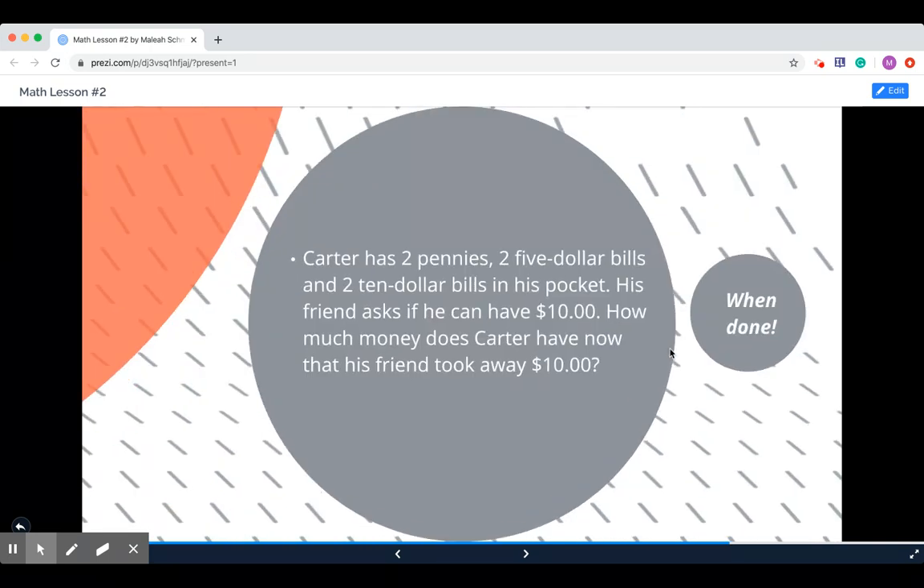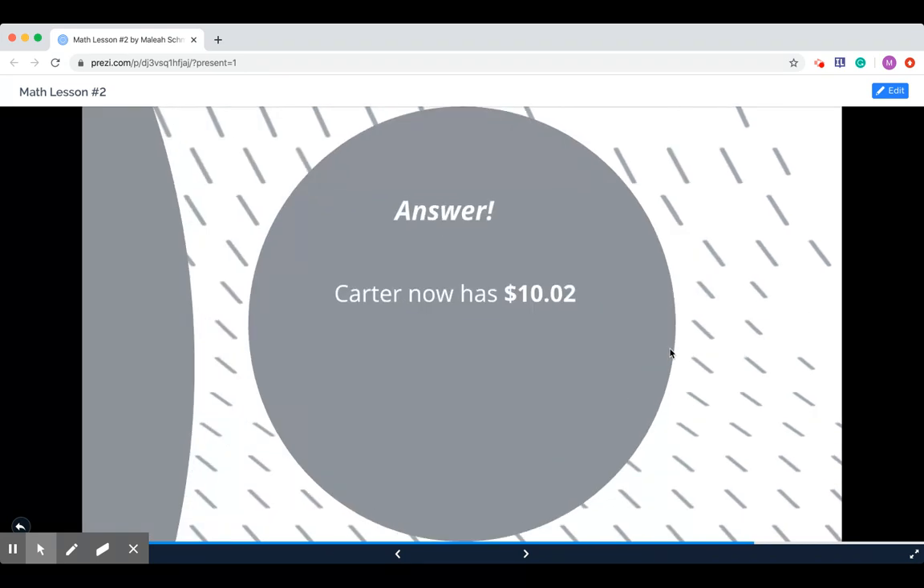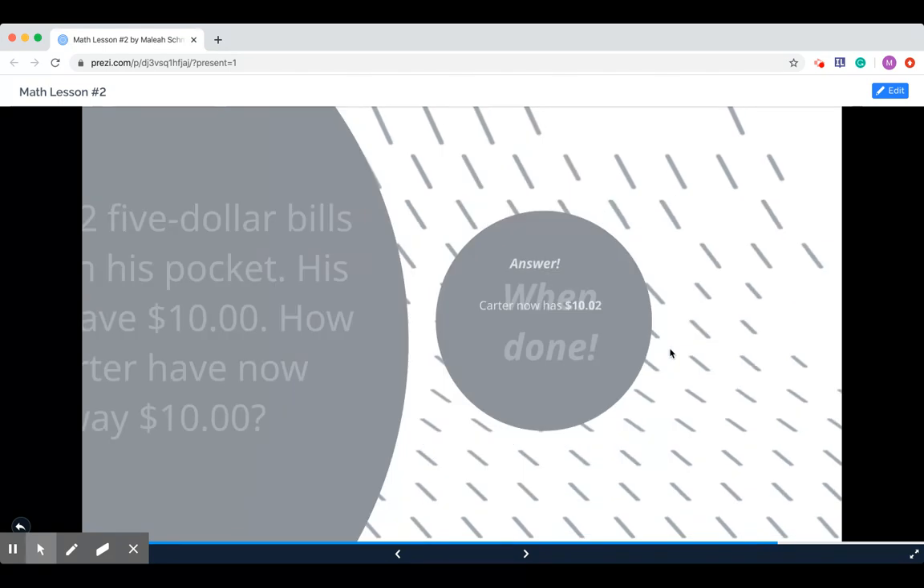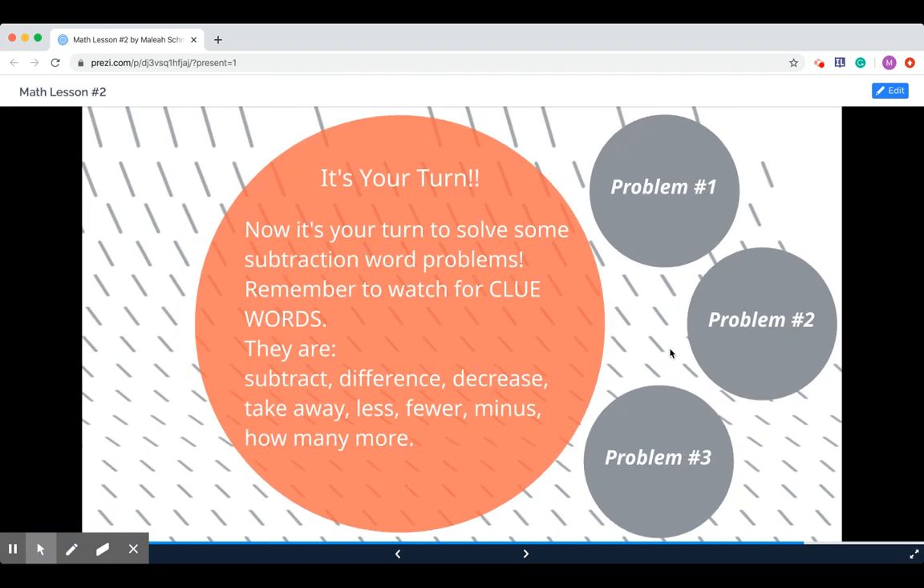Okay, so here's our last one. Remember, once I'm done reading it, you can pause it so you can take all the time you need. Carter has 2 pennies, 2 $5 bills, and 2 $10 bills in his pocket. His friend asks if he can borrow $10. How much money does Carter have now that his friend took away $10? Now that you have solved that one, Carter now has $10.02. Since he gave his friend $10, he has $10.02 left.